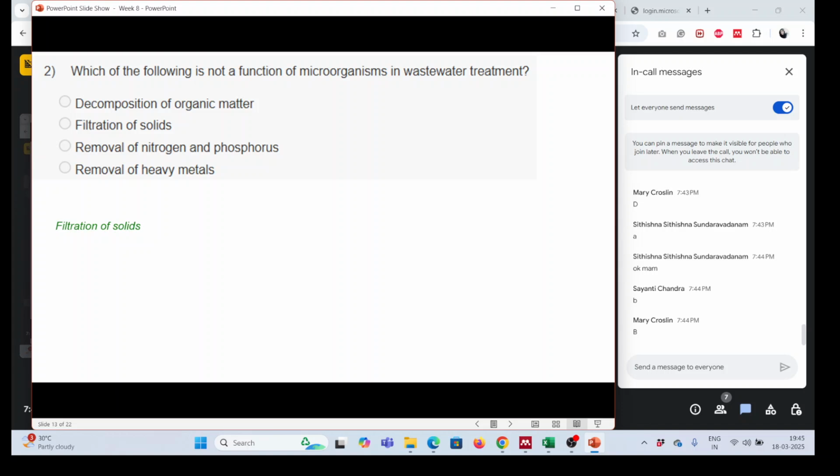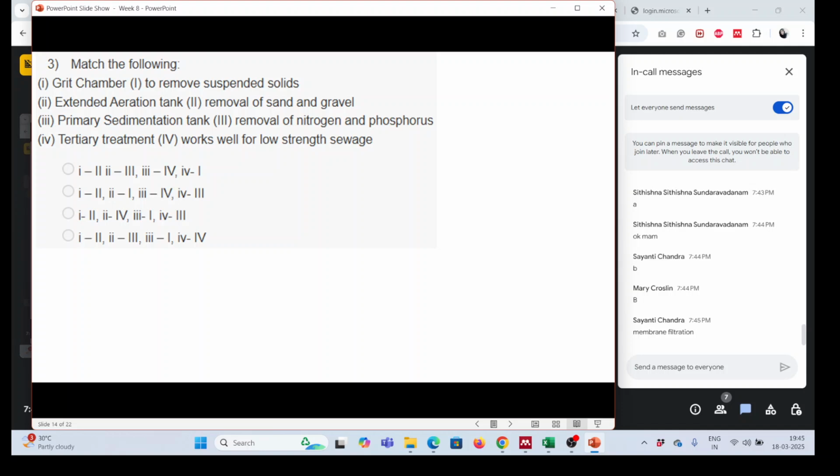Tell me. Name of the unit that is used for the removal of solids in wastewater treatment. Membrane filtration, correct? Another thing is screening. Next question is, match the following.